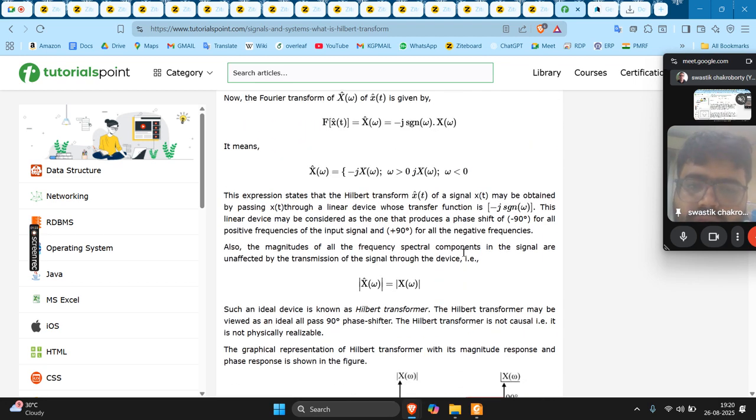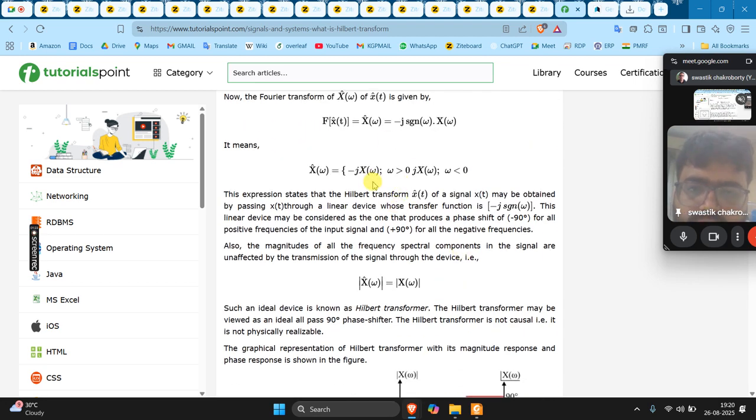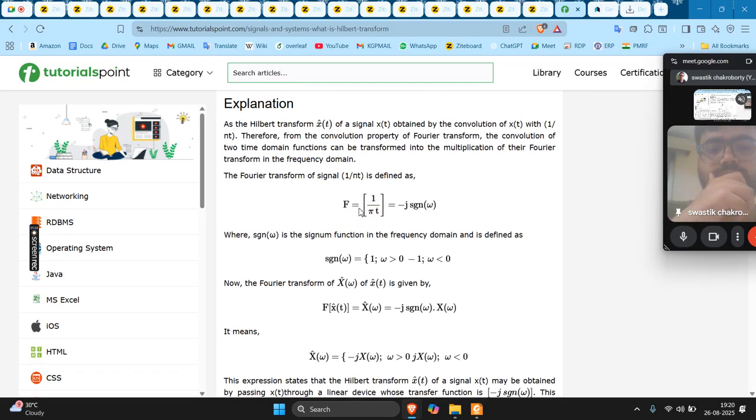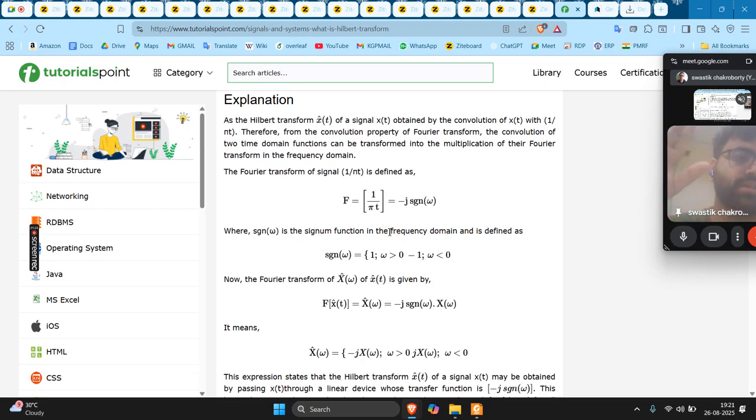So here you see another way of writing the Hilbert transform. When you take the Fourier transform of 1 by pi t, it is minus j signum omega. Signum omega means you take the sign of omega. If omega is negative, it is minus 1; if it is positive, it is plus 1. So the Fourier transform of 1 by pi t is basically plus minus j.